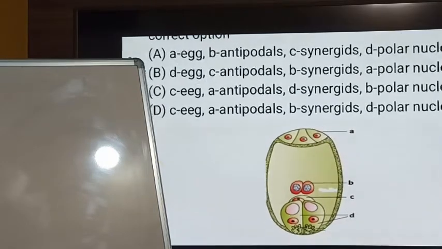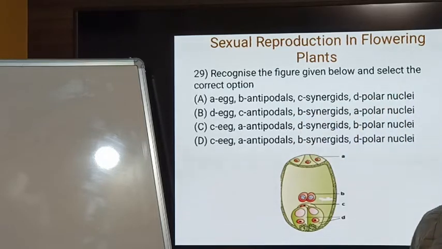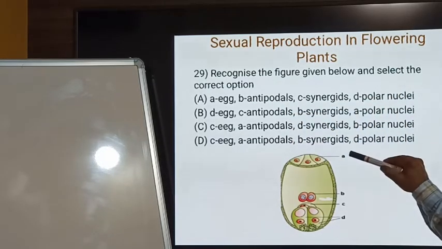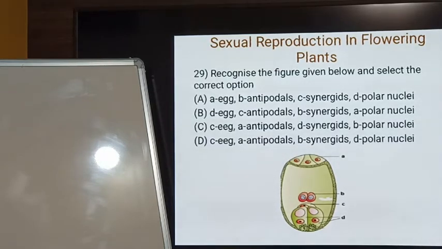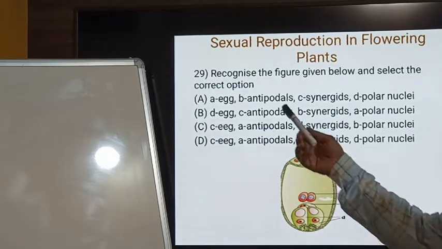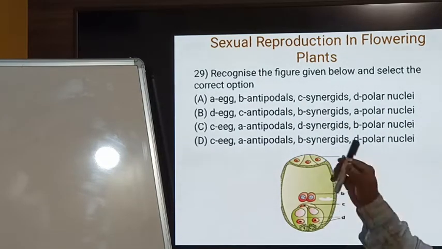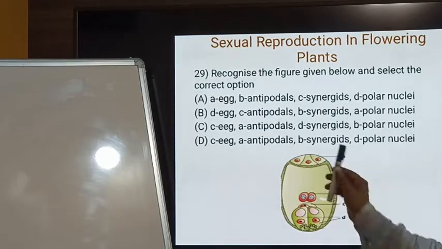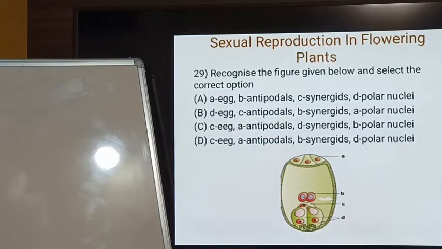Now let us go to the question. Recognize the figure given below and select the correct option. They have labeled A, B, C and D. So we have to mark the right one. So let us not see the options; we can directly label them. A is nothing but antipodals. B is two polar nuclei. And C is the egg cell or female gamete. And D are the synergids. So you check the option.